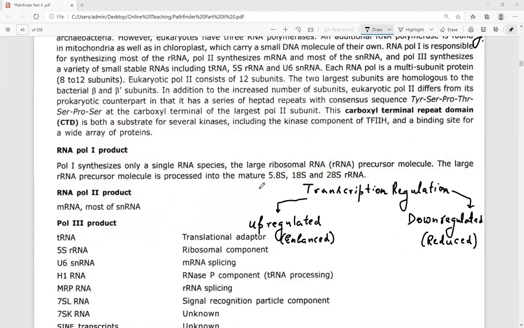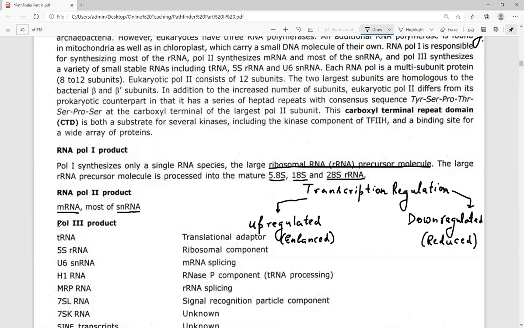Then we are going to look at the activities of RNA polymerase 1, which is responsible for the biosynthesis of the mature 5.8S RNA, 18S RNA, and 28S rRNA. So the ribosomal RNA precursor molecule will get converted into 5.8S, 18S, and 28S rRNA. RNA polymerase second will produce the product in the form of snRNA, small nuclear RNA, as well as mRNA.